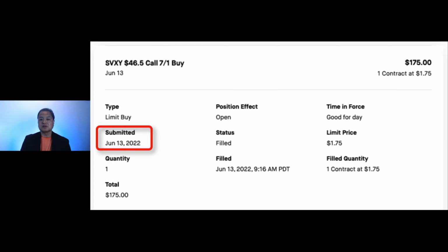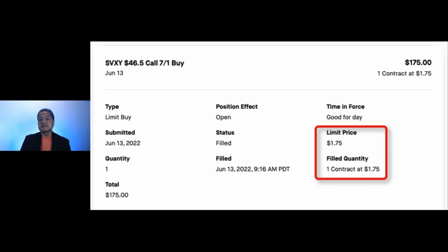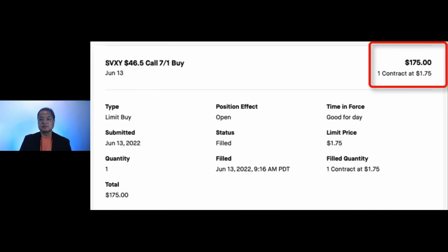Now, I submitted this order on June 13th of 2022, and it was filled that morning at 9:16 a.m. Pacific time. Now, in order for me to buy this call option, I needed to pay $1.75 per share, so I paid a total of $175 in premium for this call option. Now, just 2 days later, on June 15th, what I had anticipated and was hoping would happen is that the VIX started to come down, which meant the call option for the SVXY that I purchased, its value was going to start going up. Let's take a look.